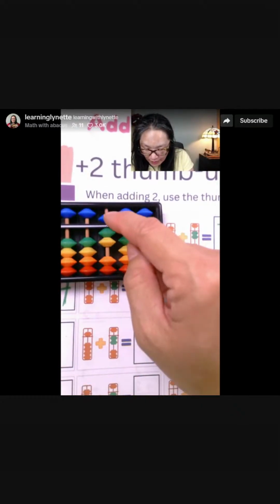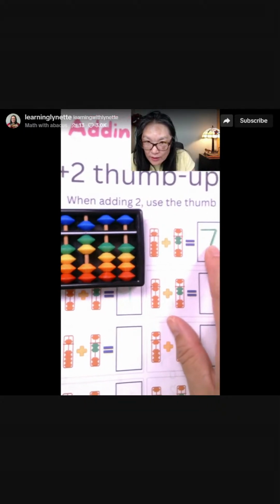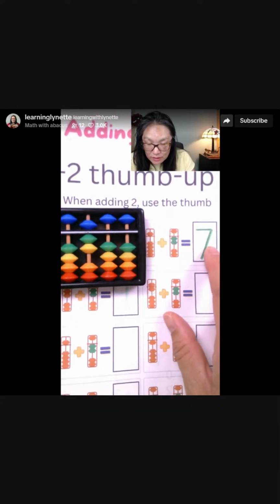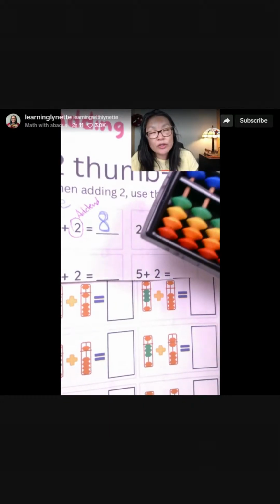Mainstream, they focus on the result. But in abacus world, we focus on the journey. It's all about the journey. You want to marry the process and divorce the results.